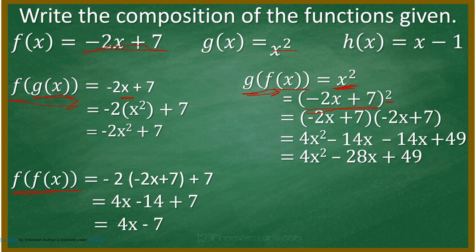F of x is negative 2x plus 7. And so we had that to start with, and then where the x was in this, we had to replace it with negative 2x plus 7. And that's how we end up with this equation that you see at the top. And then we simply multiply a negative 2 times a negative 2x gives us 4x. A negative 2 times 7 gives us a negative 14. And then we have the plus 7 still out here. We have to make sure we don't forget about that. And we simplify, and we get 4x minus 7.